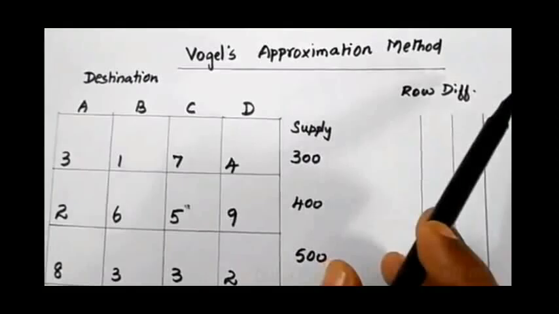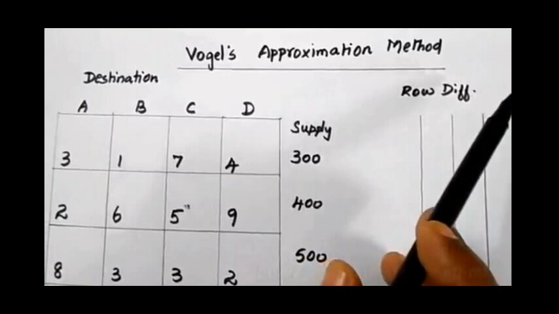Good morning, everyone. Today we are solving another type of problem in transportation, on Vogel's approximation method. Here we need to consider whether the matrix is a balanced matrix or not. In this method, you need to identify the row difference as well as the column difference.